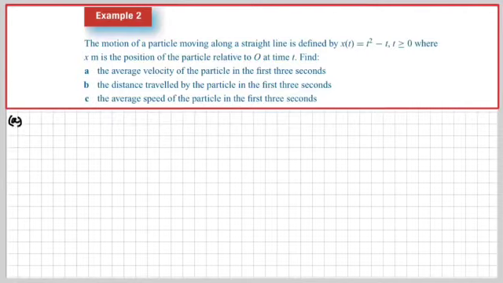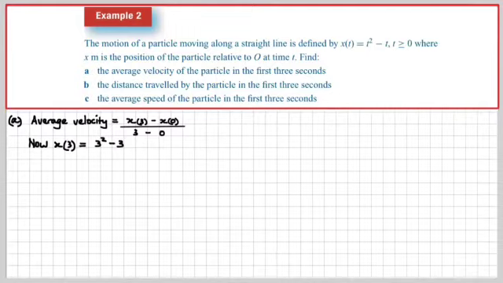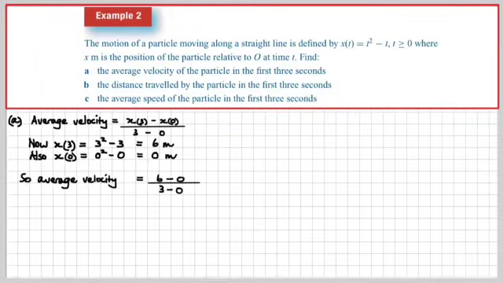Now, A, the average velocity is just going to be x at 3 seconds minus x at 0 seconds over 3 minus 0, which gets us, let's see what it gets us. x at 3 is 6 metres. x at 0 looks like 0. Therefore, we've got this. It looks like 2 metres per second. Okay, that's the average velocity. Okay, but I'll bet you anything it won't be the same as the average speed.